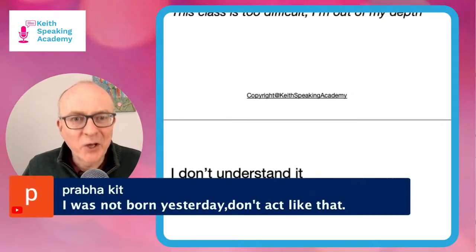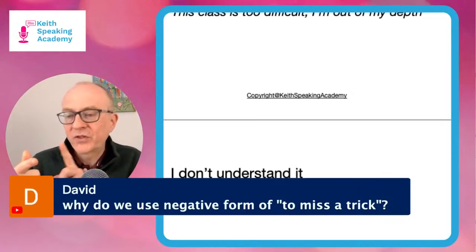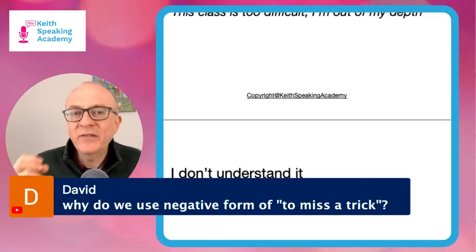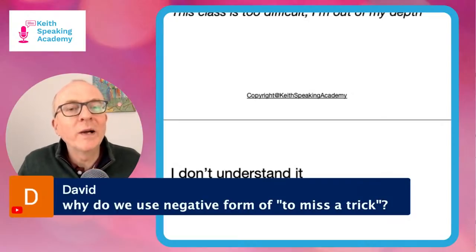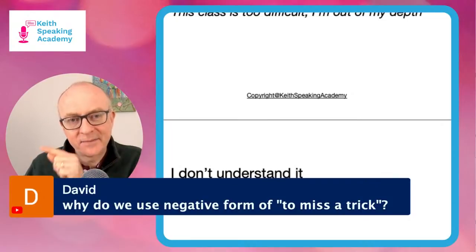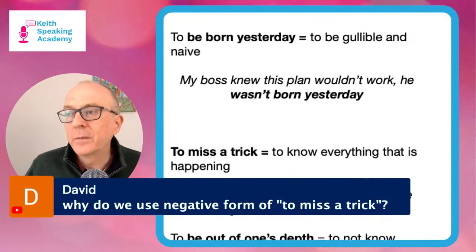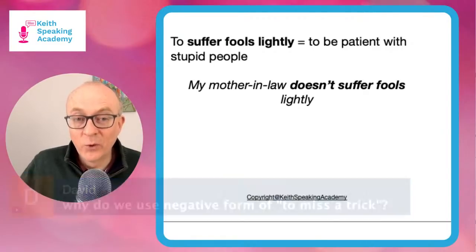Prab, I wasn't born yesterday. Don't act like that. Nice. David, why do we use the negative? I don't know. There are just some idioms like suffer fools lightly, miss a trick. It's always the negative. Born yesterday, right? He wasn't born yesterday. We never say he was born yesterday. No. Well, he was born. No, you wouldn't say that. It's always the negative. You just have to be aware of which ones are always in the negative. So just make a note for today that this one, miss a trick, born yesterday, and suffer fools lightly. Those three are always in the negative.